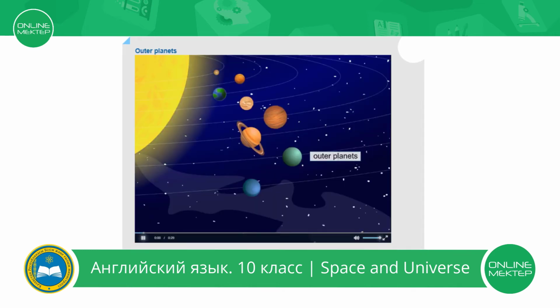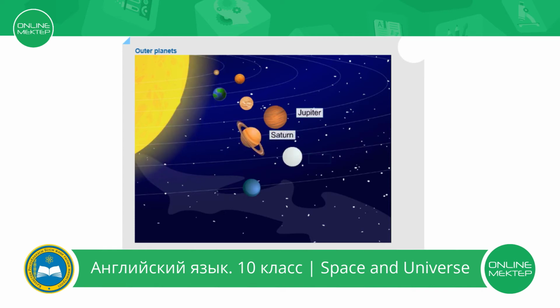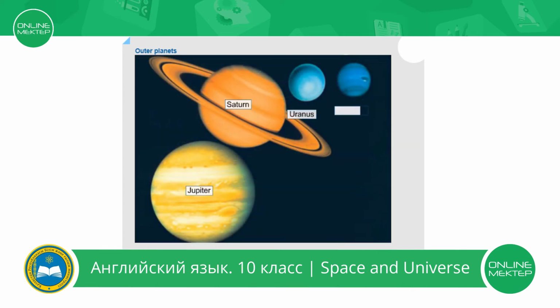The outer planets of the solar system are further from the Sun than the inner planets. They are Jupiter, Saturn, Uranus, and Neptune. They are giant balls of gas and are much larger than the inner planets.